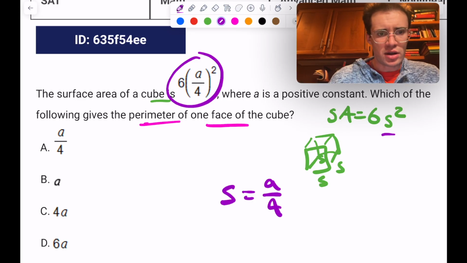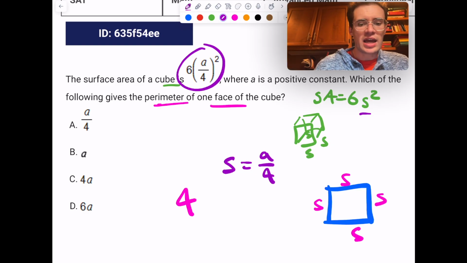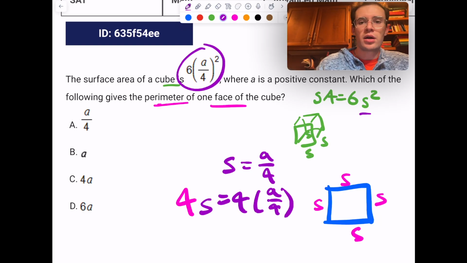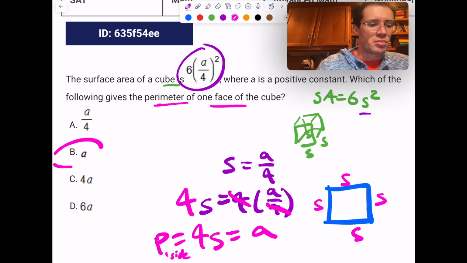Now, which of the following gives the perimeter of one face of the cube? Well, one face is just a square, so the perimeter of that is just 4 of those sides, right? You have a side, a side, a side, and a side. So 4 times the side is equal to 4 times the side length we said is a over 4, so 4 times a over 4. 4 divided by 4 is 1, so the 4s cancel out. We just get that the perimeter of one face is equal to a. So that'd be B.